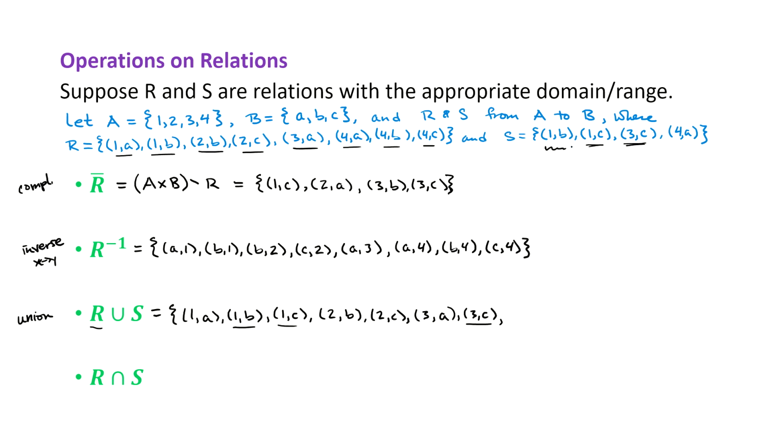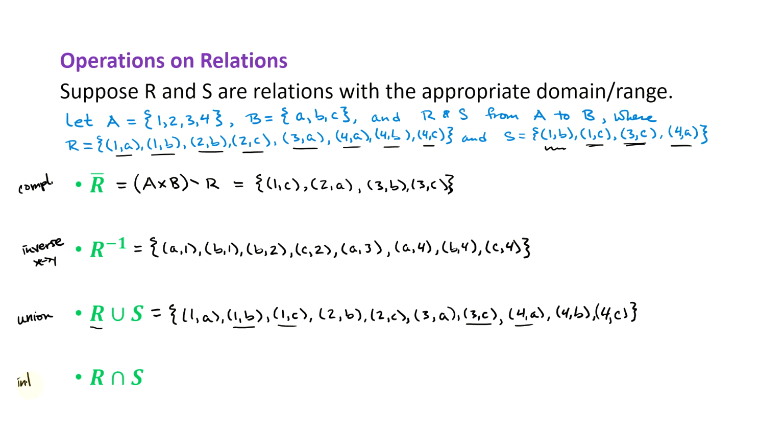And then we have the guys that start with 4. So we have 4A, 4B, and 4C. All of the possibilities that start with 4 are in relation R, so we've got all of these guys here. Now, technically speaking, we also have the one that was over in S, but it's a duplicate copy, so remember, don't write down duplicates. And that takes care of union.